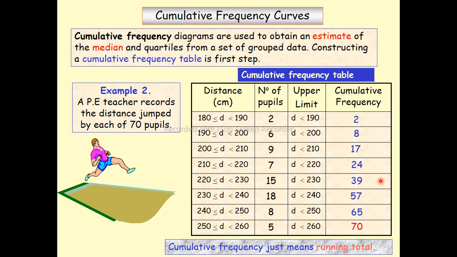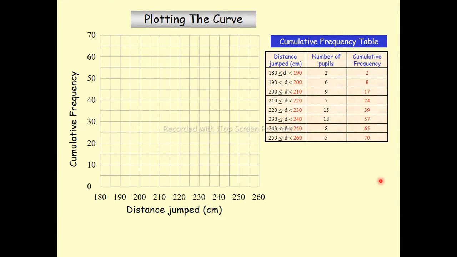You think I understand? Okay, good. Now let's draw the graph. Remember that our frequencies go here, so this is the number of pupils, and then you have our cumulative frequency.